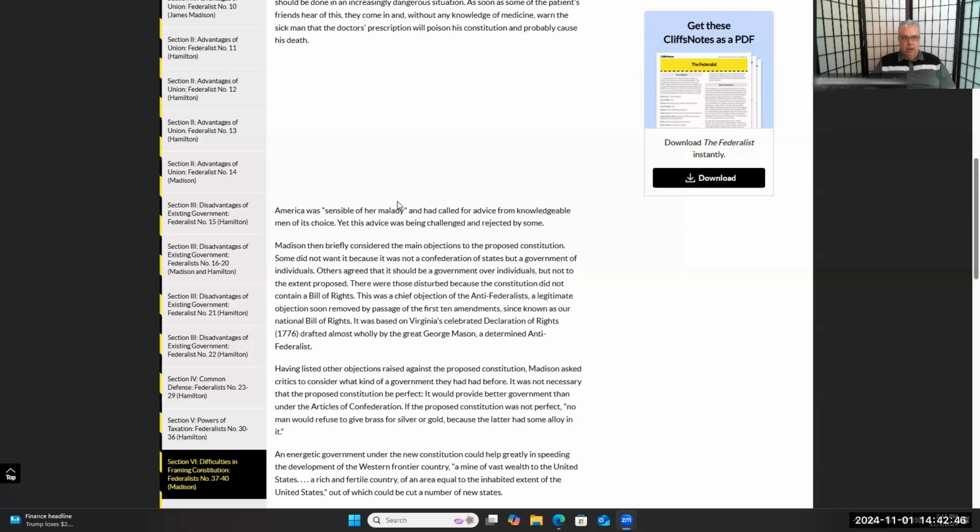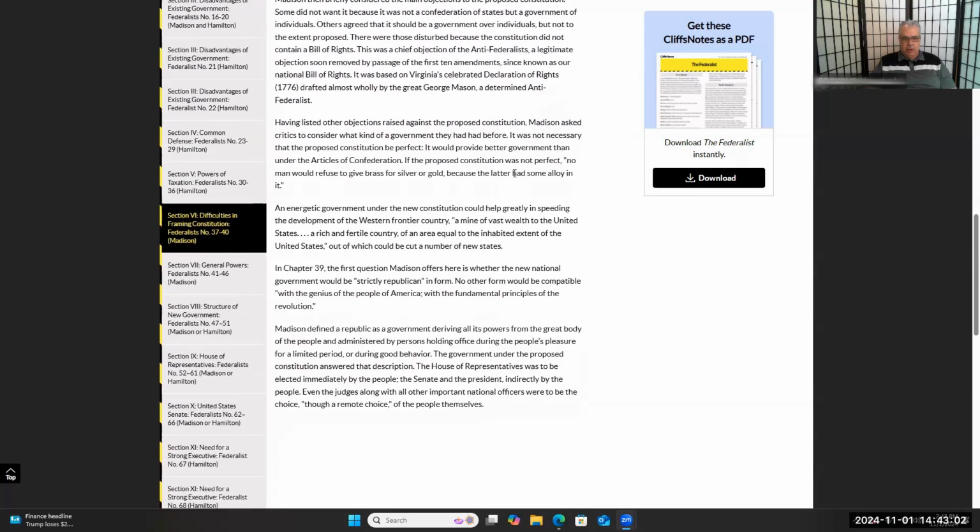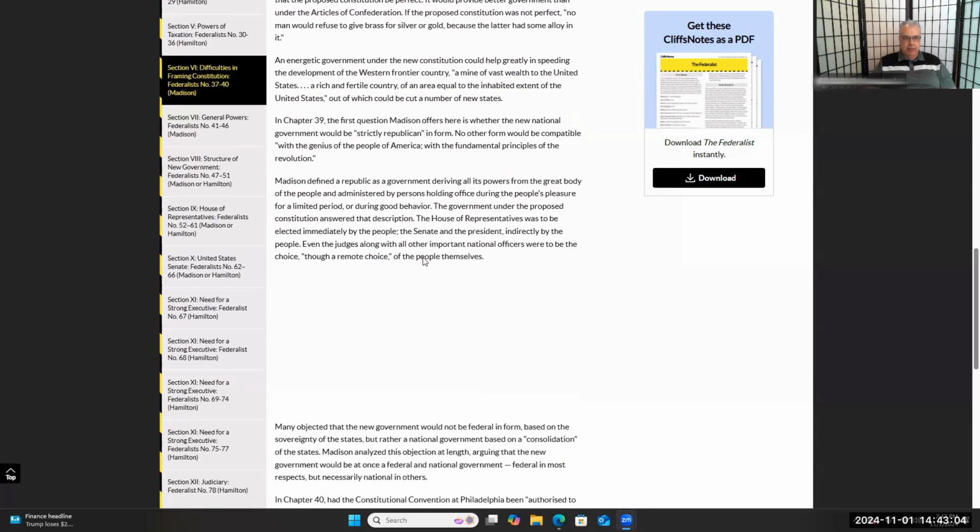We're looking at the Federalist Papers. We've looked at the advantages of the Union, the disadvantages of the existing government, and the introduction before that. Then the other day, we were looking at the common defense and powers of taxation. So I'm going to take the foot off the gas a little bit here. Today, we're just going to be looking at the difficulties in framing the Constitution as well as the general powers.